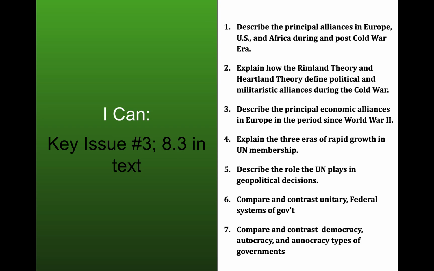4. Explain the three eras of rapid growth in United Nations membership. 5. Describe the role of the United Nations and what it plays in geopolitical decisions. 6. Compare and contrast unitary federal systems of government. And then lastly, compare and contrast democracy, autocracy, and anocracy types of government.